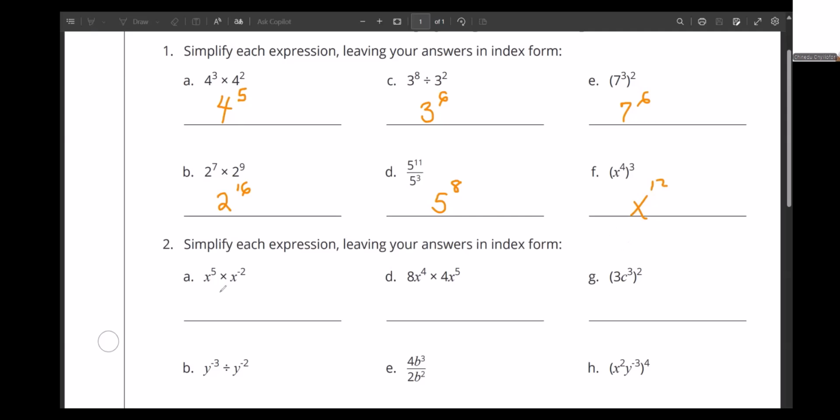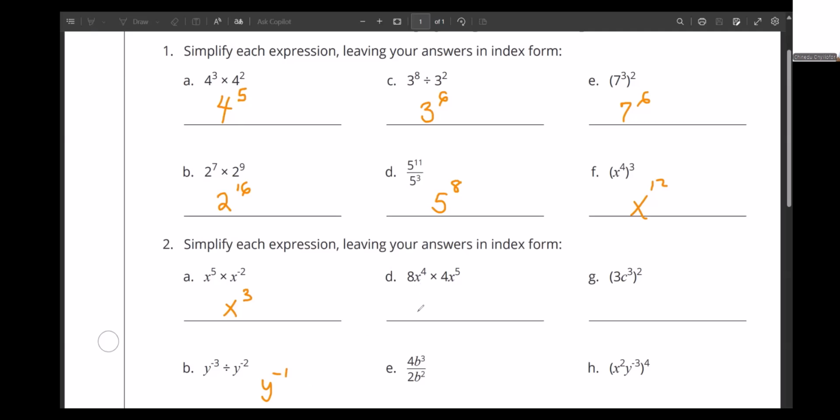And of course, if you go to number 2, x to the power of 5 times x to the power of minus 2, well, it's going to be x, and then at the top, you add the powers, 5 plus minus 2, well, that's going to be 3. And question B, if you have to work this out, again, you're dividing, so you take one of the y, then you do minus 3 minus minus 2, well, that's going to give you minus 1.